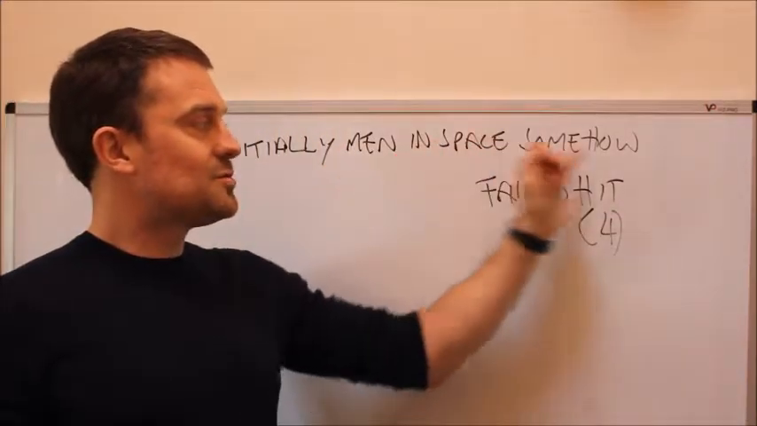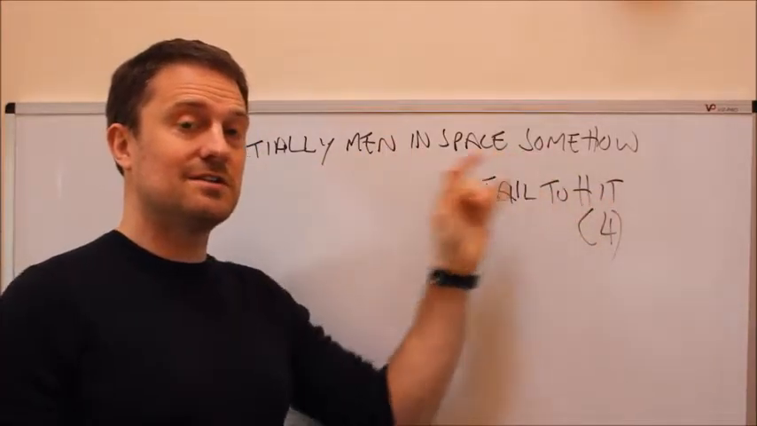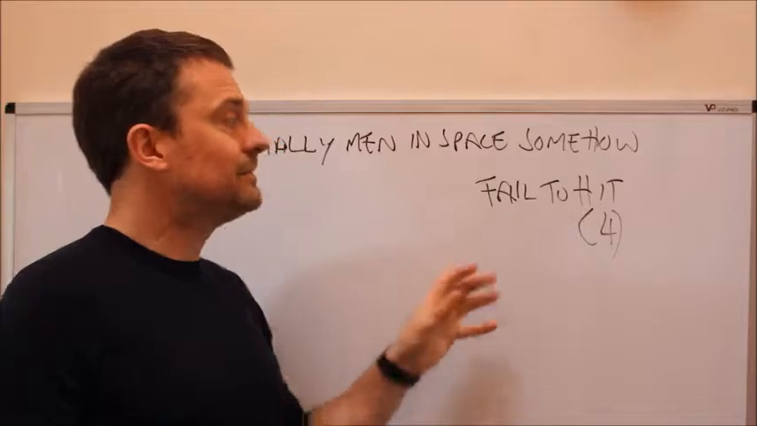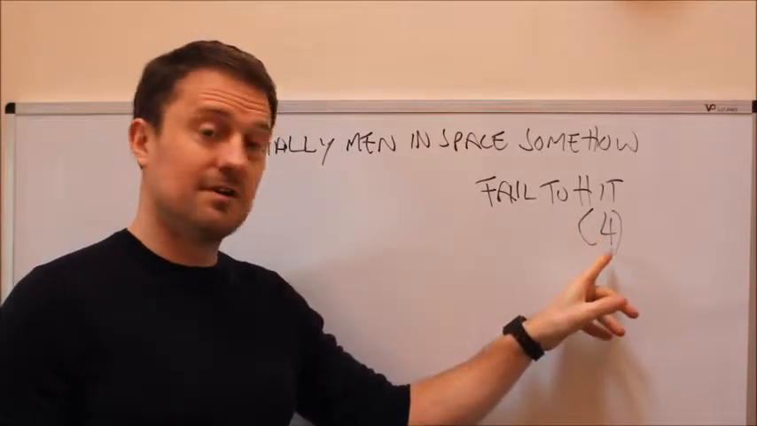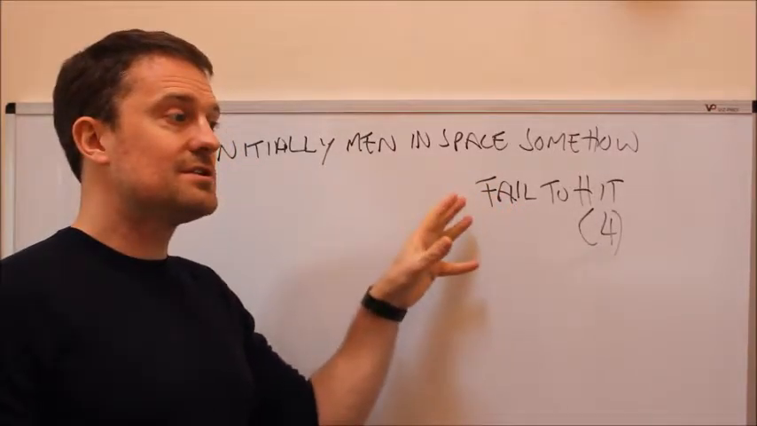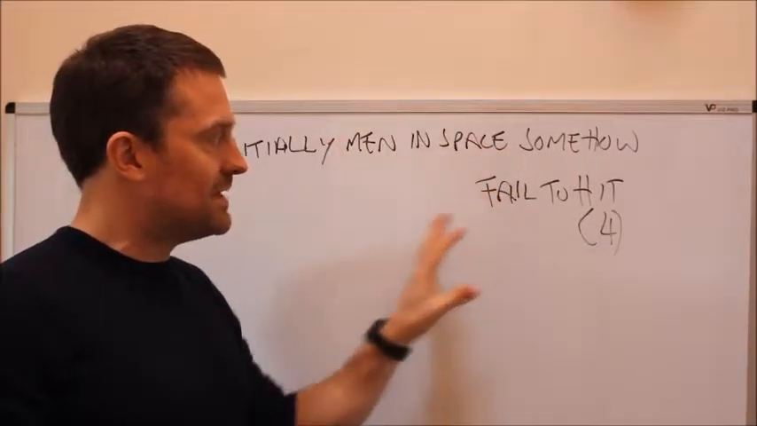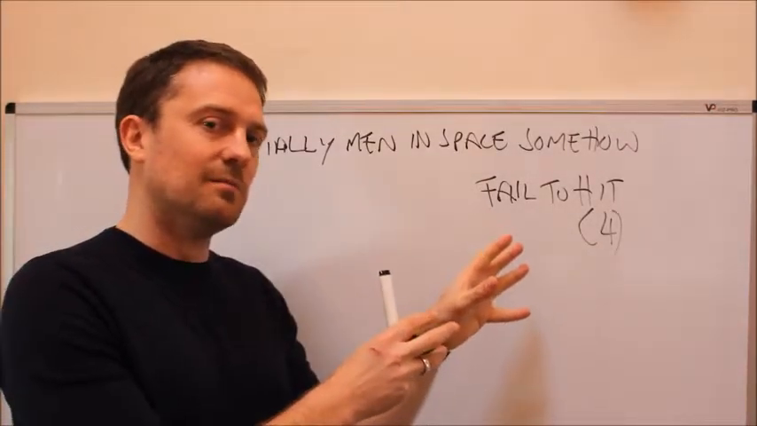Initially, men in space somehow fail to hit. 4 letters. Initially, men in space somehow fail to hit. Now, alarm bells are probably going to ring as soon as you read this clue, because you've got 4 letters as an answer and an awful lot of clue to pack into it. So you know that something has to be done with the wordplay. There has to be a function that reduces this in some way.